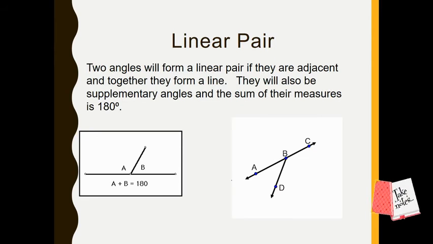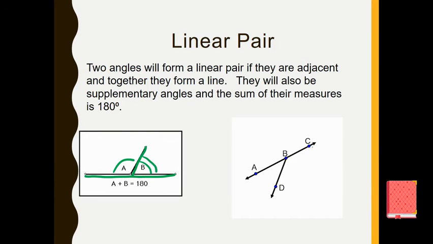Now, linear pair is special. Linear pairs are two angles that are adjacent and together they form a line. They will also be supplementary angles, and the sum of their measures is equal to 180. So the only time we call it a linear pair is if it's adjacent. So here that's adjacent. And if you add these two angles together, it will be equal to 180. So A plus B equals 180.